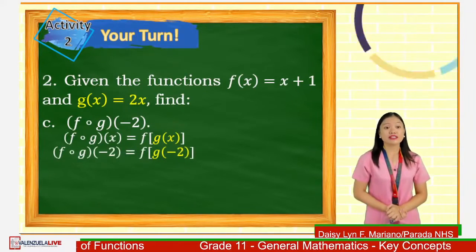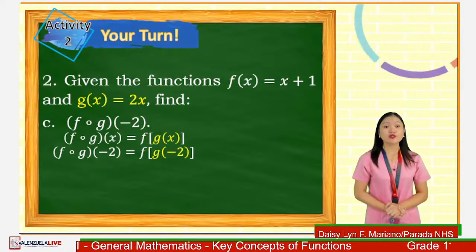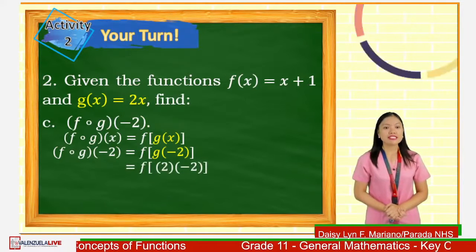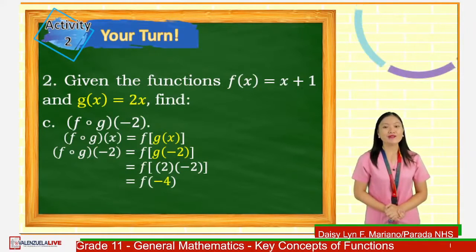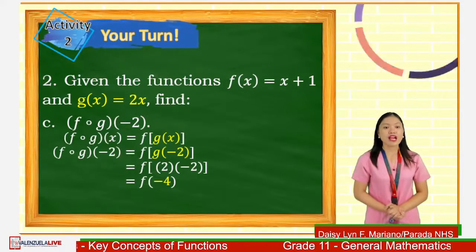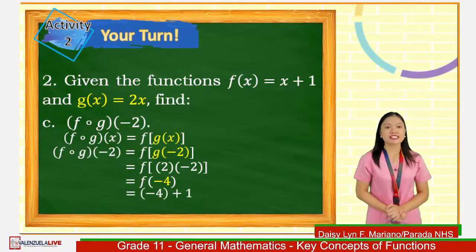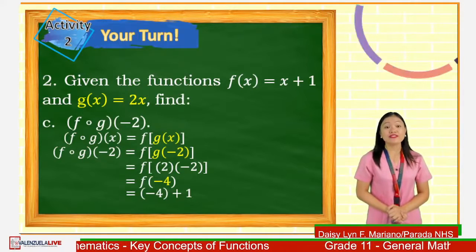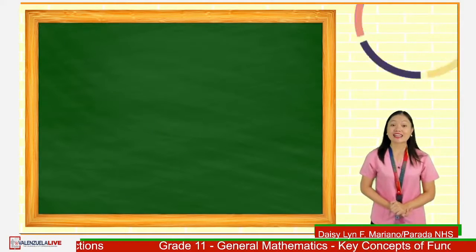Next, we evaluate g of negative 2. That is, replacing x by negative 2 in the expression 2x, then performing its operation. Doing so, we have 2 times negative 2, which is negative 4. So, we have f of negative 4. Next is to evaluate f of negative 4. That is, we substitute negative 4 in place of x in f of x. This gives us negative 4 plus 1, which is negative 3. So, f composed with g of negative 2 is negative 3.